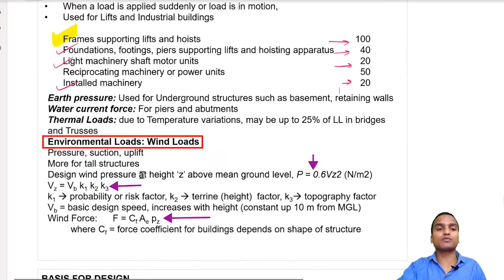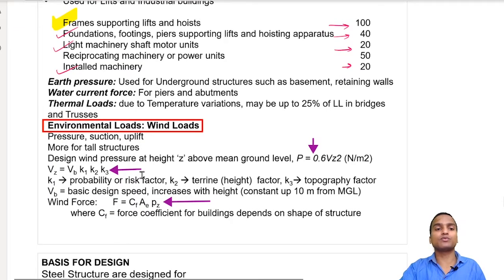Few more types of load which are environmental loads, and under environmental loads only the earth pressure, water current force, thermal loads can also be considered. Earth pressure loads are mainly used for underground structures such as basements and retaining walls. The other type is water current force. Water current forces are mainly used for piers and abutments as well as offshore structures.